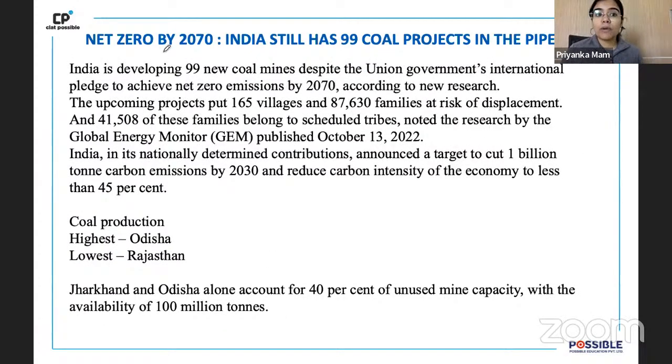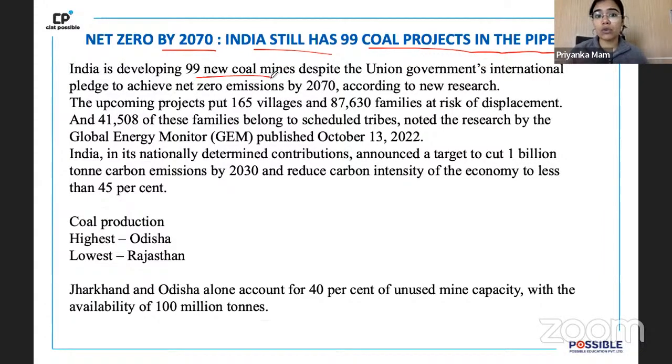Then is net zero by 2070. India still has 99 coal projects in the pipeline. ठीक है, अब 99 coal projects in the pipeline. This particular article has been taken from Down to Earth, जिसके अंदर इन्होंने क्या बोला है, इन्होंने कहा कि अच्छा, इंडिया तो बहुत बोल रहा है कि हम लोग बताओ अपनी एमिशंस को बिल्कुल ही खत्म कर देंगे, है ना, लेकिन ऐसा है कि India is still developing coal mines.